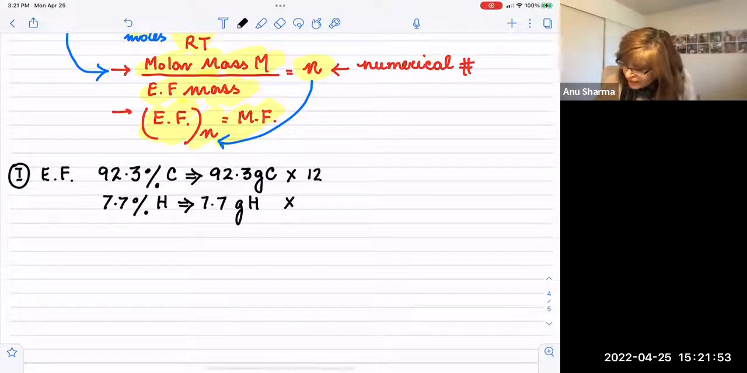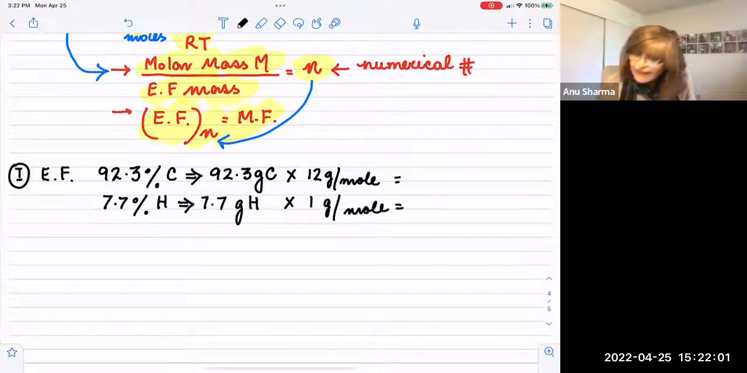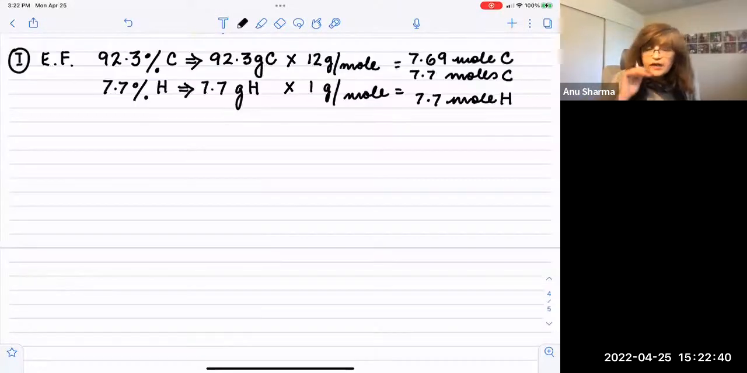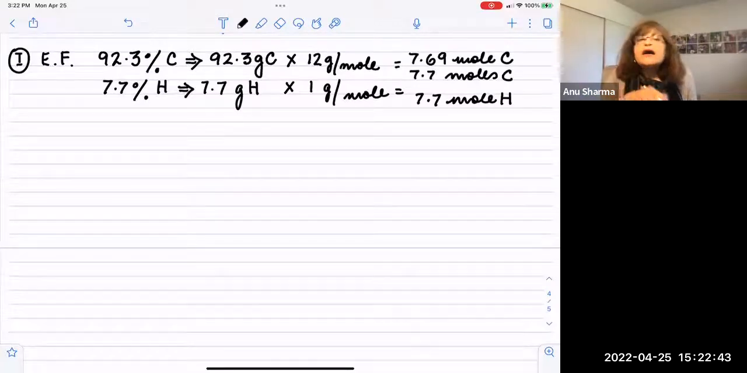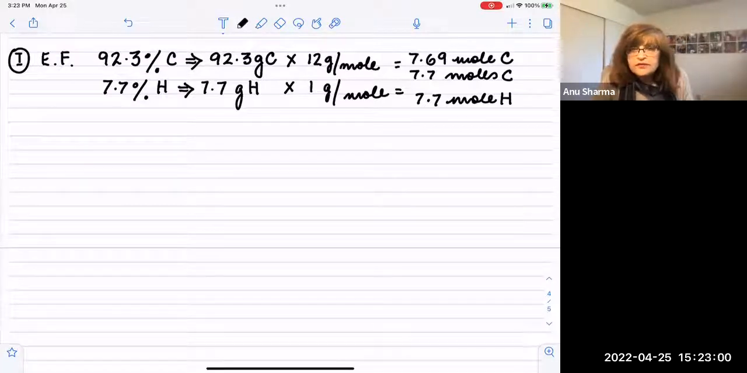So carbon is 12 grams per mole and hydrogen is 1 gram per mole. Okay, so we get the number of moles. As you can see, when we divide 92.3 grams by 12, and 7.7 grams by 1, we get the number of moles of carbon and hydrogen respectively. So carbon comes out to be 7.69, but you can round up right here. So you get close numbers: 7.7 moles of carbon and 7.7 moles of hydrogen.